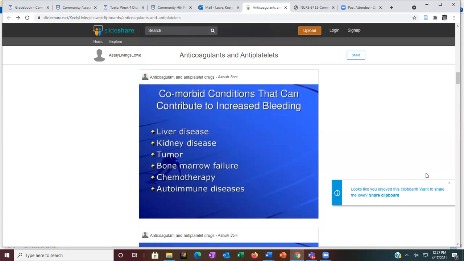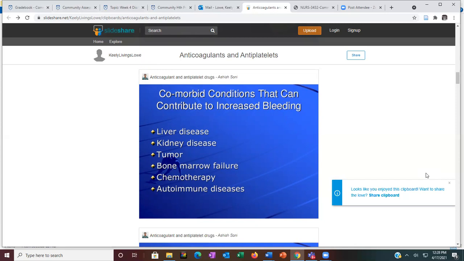Comorbid conditions that can contribute to increased bleeding. So what types of patients may be at an increase of bleeding while they are taking warfarin? Patients with liver disease. So why? They're not producing vitamin K as well as they should be. Kidney disease, because warfarin or anything we're taking orally stays in the body longer because we're not able to excrete it as well if we don't have good functioning kidneys. So we could build up the dosages of medication in our body, such as Coumadin or warfarin. Tumors, think about tumors that we have on livers or kidneys or things like that. They can affect metabolism or excretion.